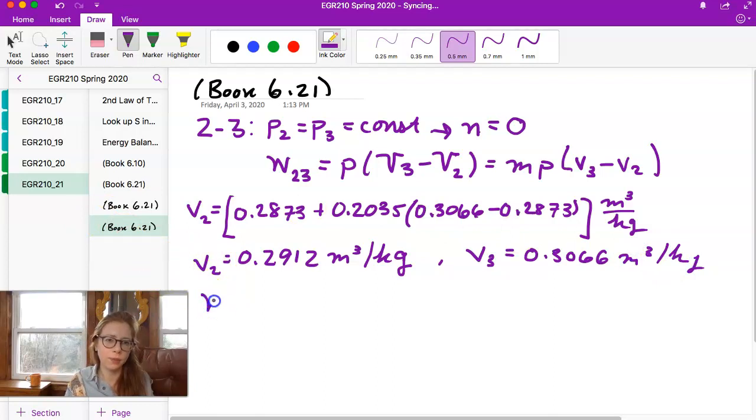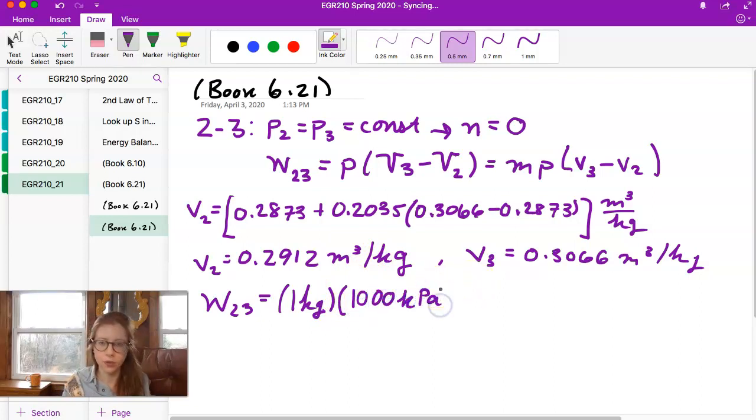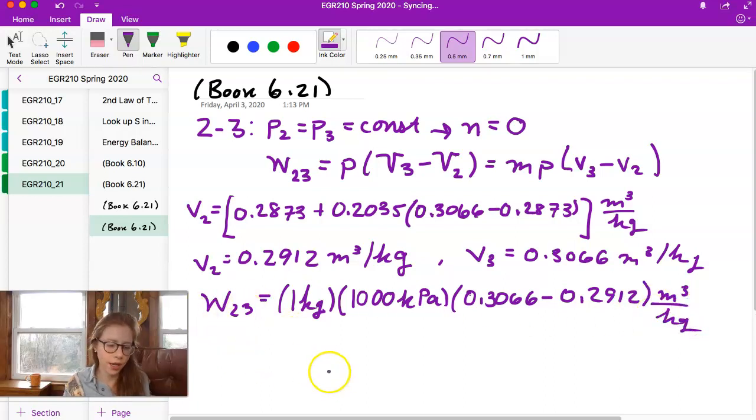So then we can calculate work for 2 to 3, which is going to be 1 kilogram of water times the pressure, which was 1 megapascal, which is equivalent to 1,000 kilopascals, times V3 minus V2, so 0.3066 minus 0.2912 meters cubed per kilogram. And so we end up with 15.4 kilojoules.